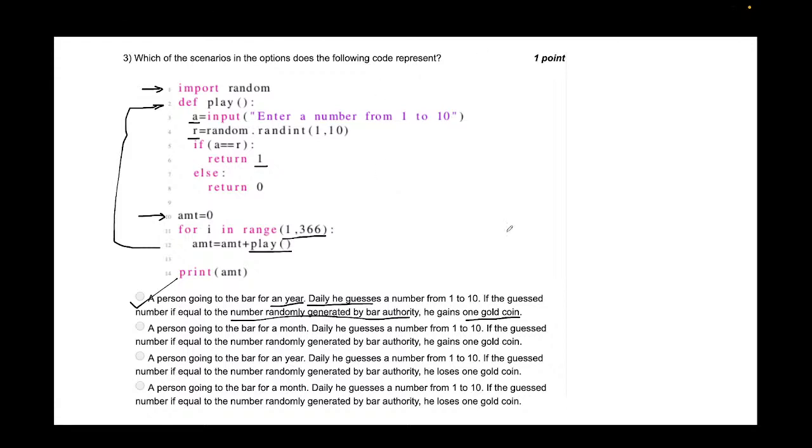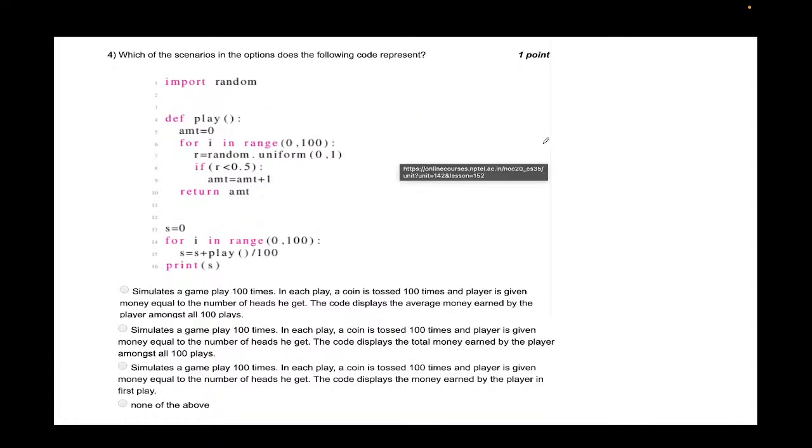So if you have any doubts, please ask. Otherwise, we will go to the next question. Similar to last time, we are given a code snippet, and which of the scenarios in the options does the following code best represent?